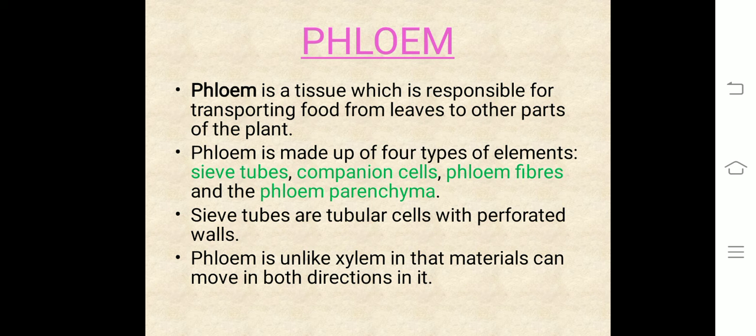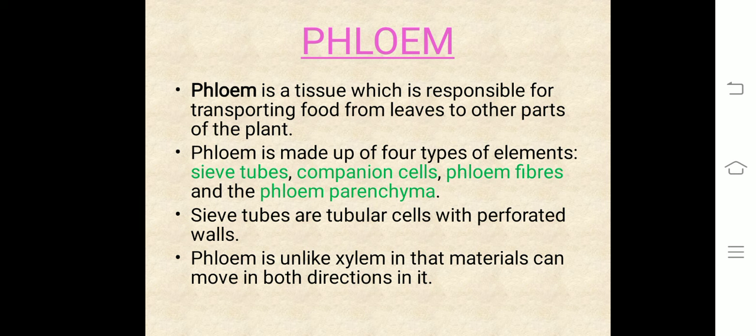Out of these four elements, phloem fibers are dead in nature and the rest three are living cells. Sieve tubes are tubular cells with perforated walls. Perforated walls means the cell walls have small pores or small holes.